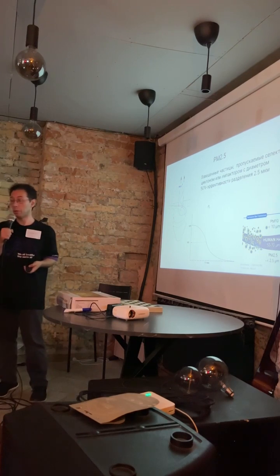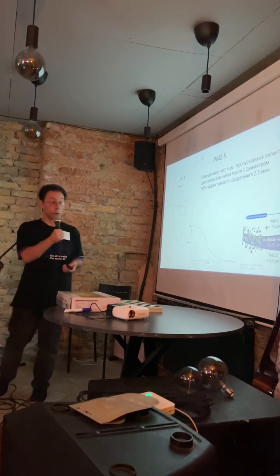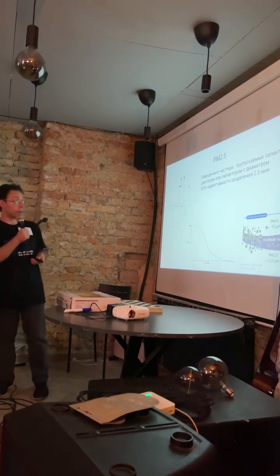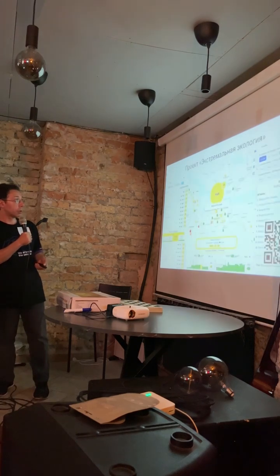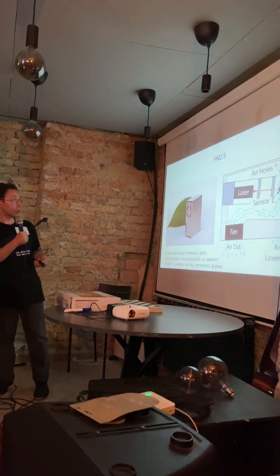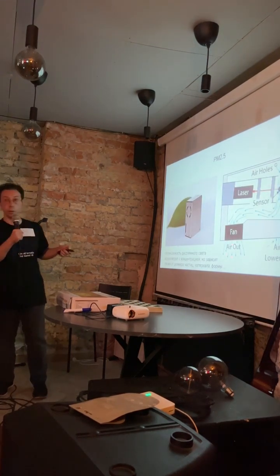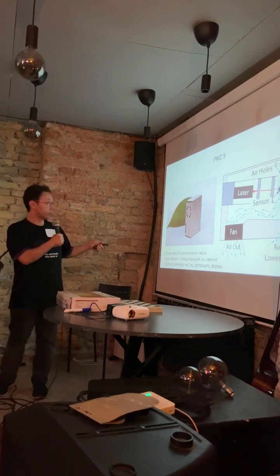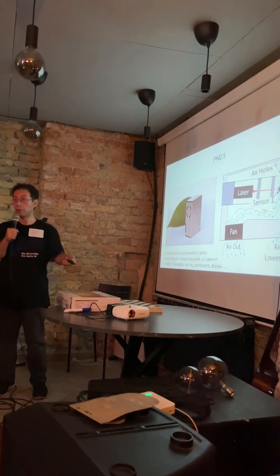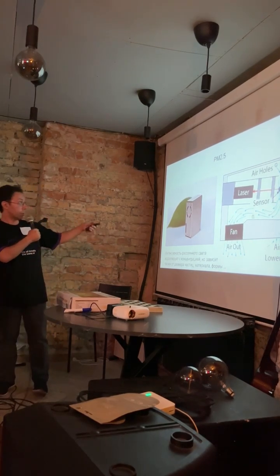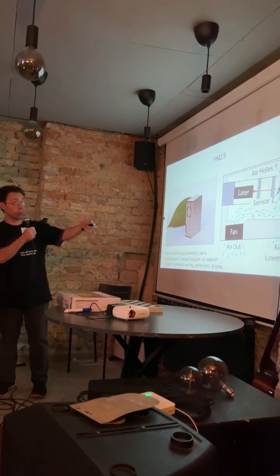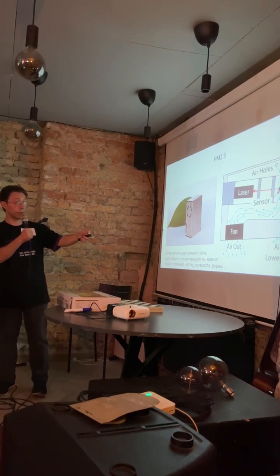PM2.5. It is a very complex parameter, but nevertheless it turns out that a simple optical device can quite accurately reproduce the dynamics of this parameter. In this device and many other devices, there is a small and extremely sensitive chamber through which air passes and is illuminated by a laser light at a 90-degree angle. Here, we don't have many tiny particles, so the laser light is not easily visible.